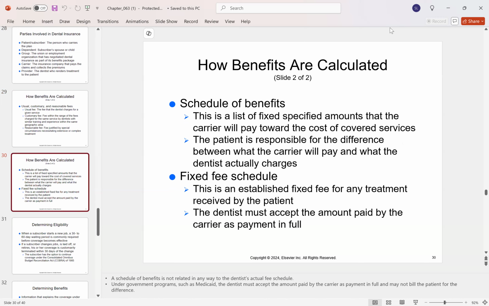Schedule of benefits. This is the list of fixed specified amounts that the carrier will pay toward the cost of covered services. The patient is responsible for the difference. A fixed fee schedule is established for any treatment received by the patient, and the dentist must accept the amount paid by the carrier as paid in full.